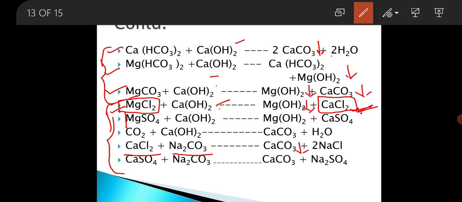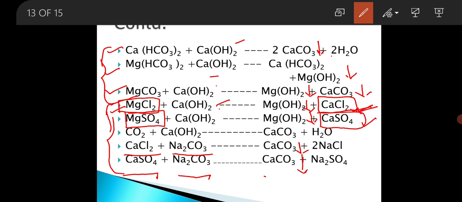Similarly, another permanent hardness is MgSO4. When this reacts with lime, it will form Mg(OH)2, which is insoluble, and it will form CaSO4, which is again one non-carbonate hardness of calcium. Then we have to react this non-carbonate hardness of calcium with soda ash. By reacting this, it will form CaCO3, which is insoluble in water.